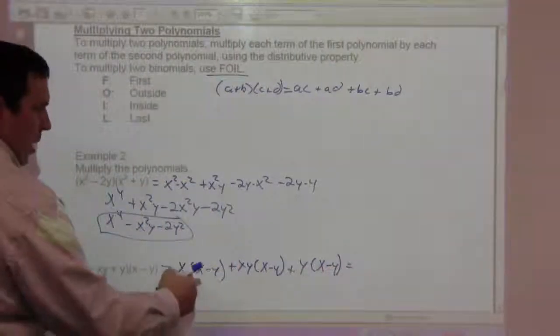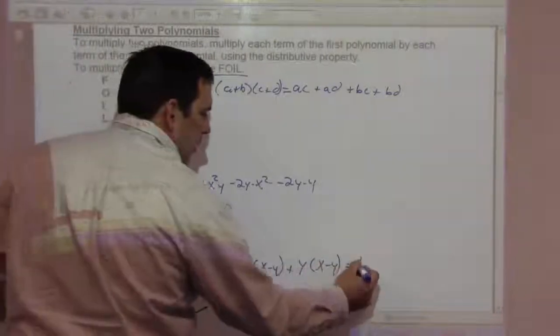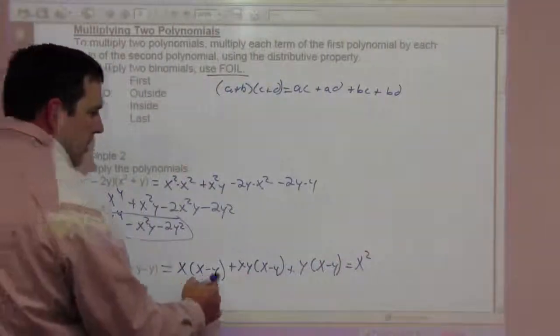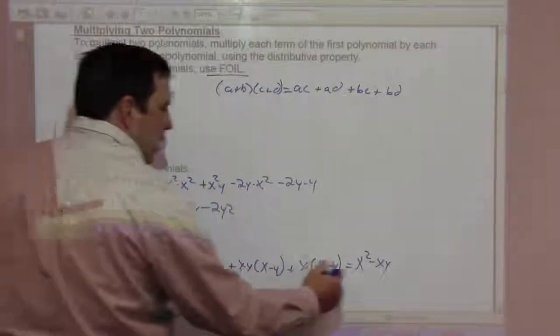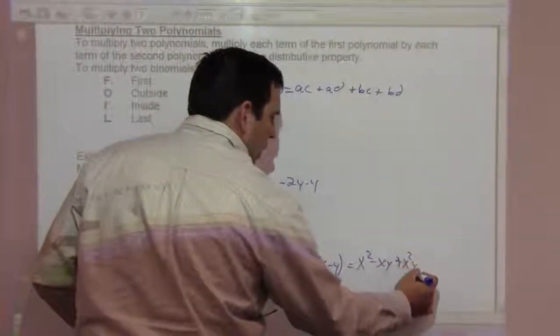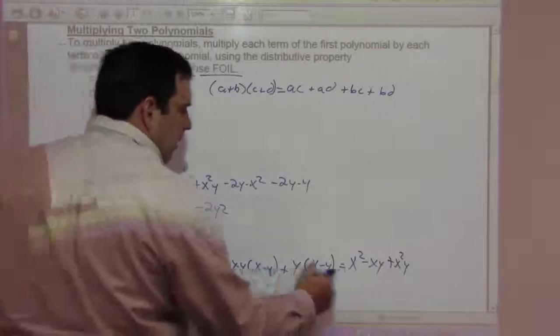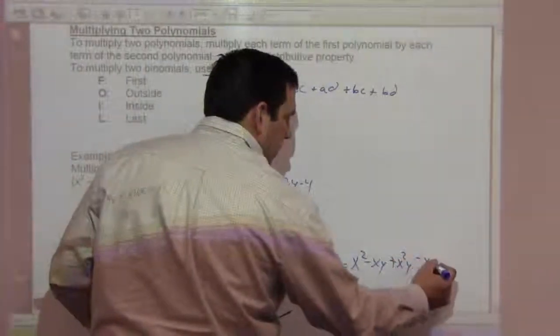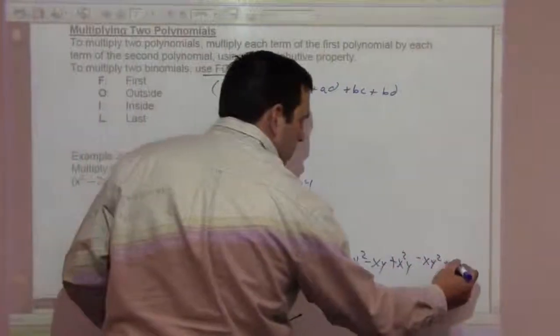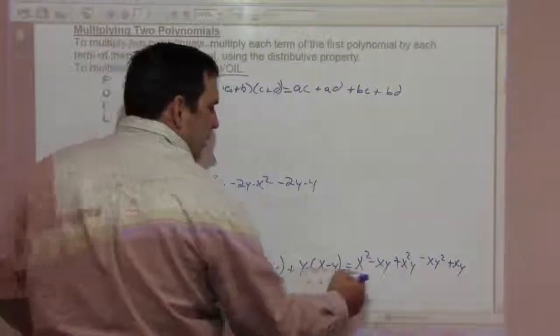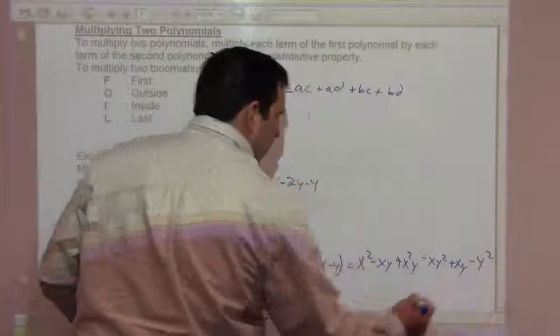So if I distribute now, x times x is x squared. X times negative y is negative xy. Xy times x is x squared y. Xy times negative y is minus xy squared. And then y times x is xy. And y times negative y is negative y squared.